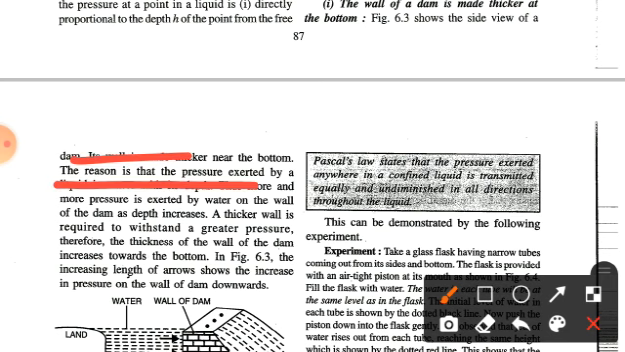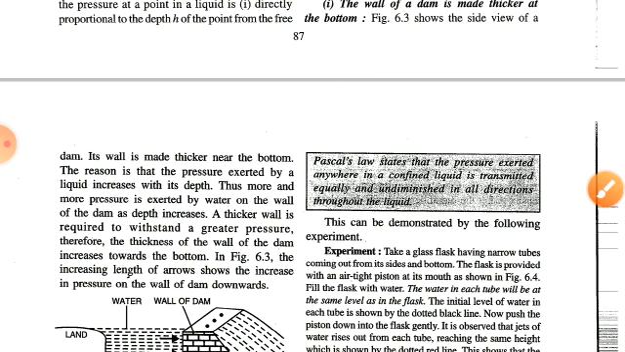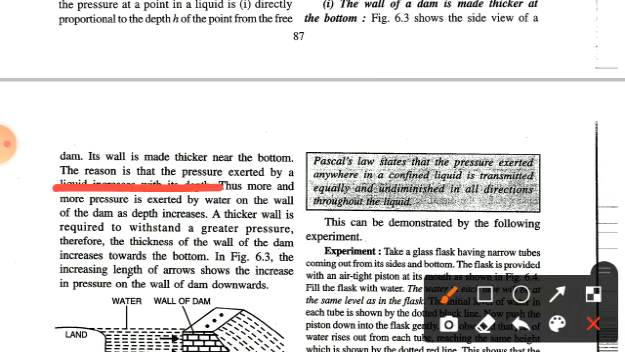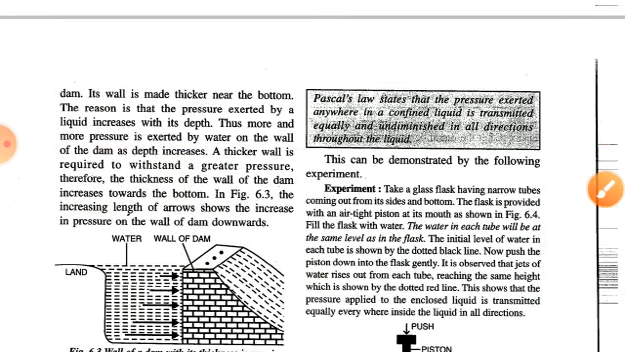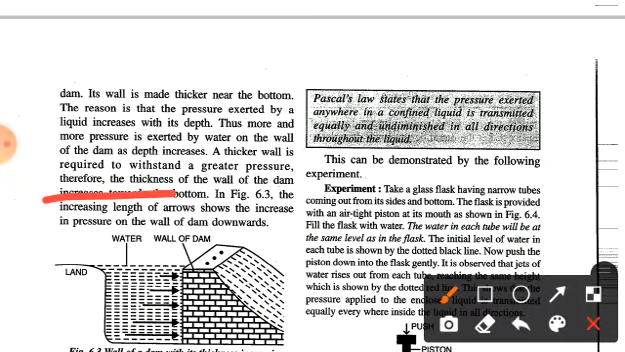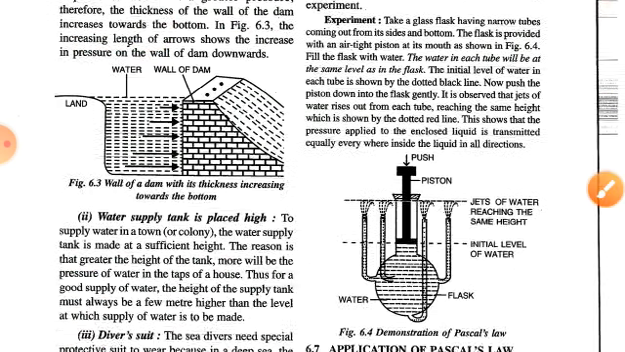The reason is that the pressure exerted by the liquid increases with its depth. As I told you, pressure increases as you go deeper. So more and more pressure is exerted by the water on the wall of the dam as depth increases. A thicker wall is required to withstand a greater pressure. Therefore, the thickness of the wall of the dam increases toward the bottom. In figure 6.3, the increasing length of the arrow shows the increase in the pressure on the wall of the dam downward.